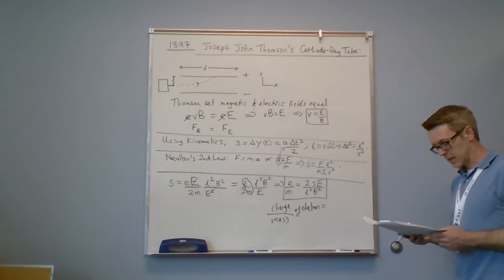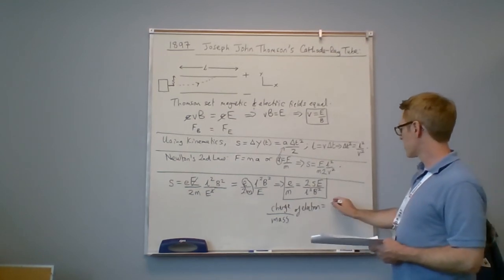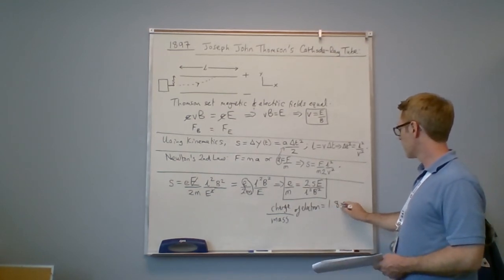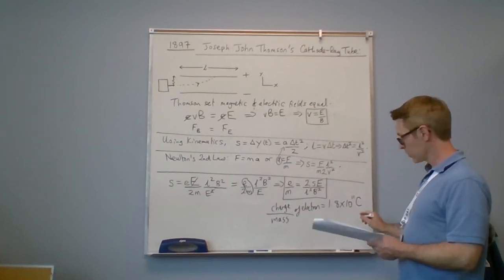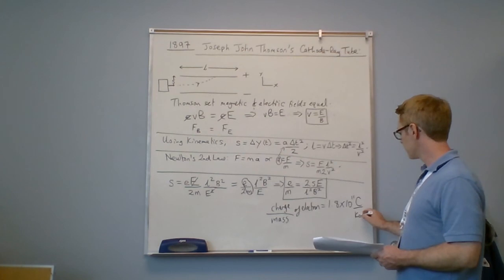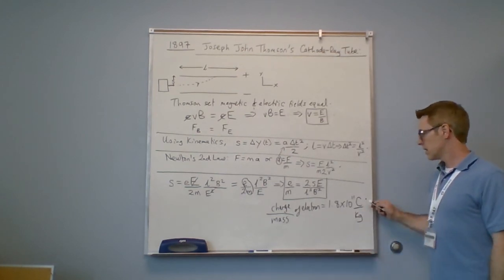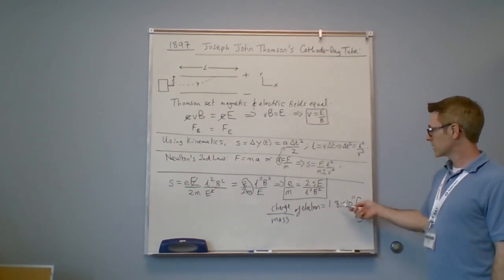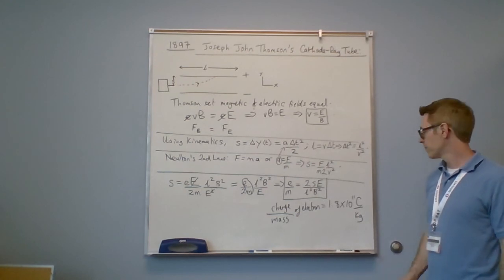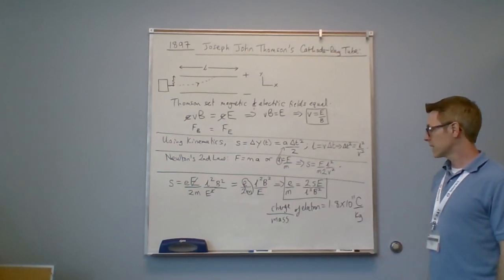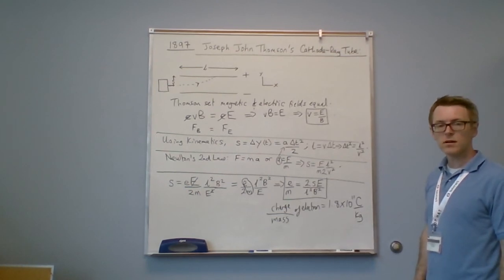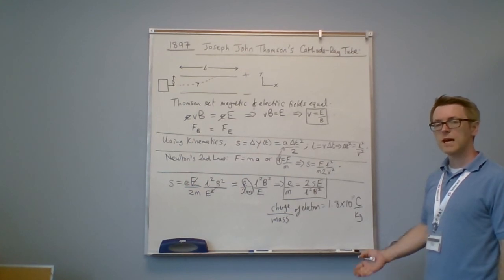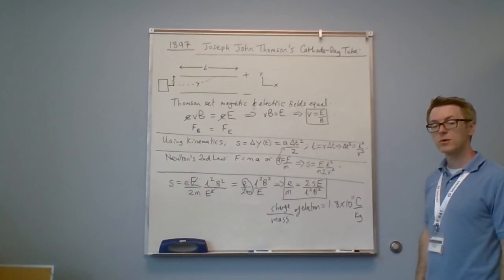Joseph John Thomson was able to show this is approximately 1.8 by 10 to the 11 units of Coulomb per kilogram. So the charge of the electron was measured in coulombs, the mass of the electron in kilogram, and this was the major contribution of Joseph John Thomson. In the next video, we'll see how this links in with the contribution of Robert Millikan.